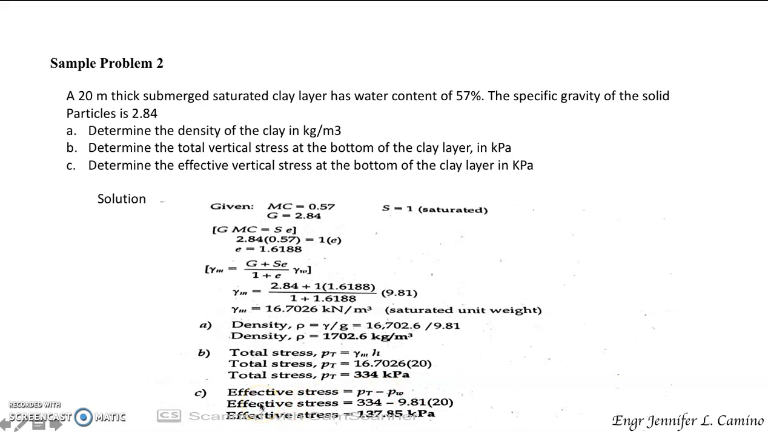Now we are trying to get the effective stress. Of course, effective stress, as mentioned a while ago, is equal to the total stress minus the pore water pressure. The pore water pressure for this is 20, that is the height of the saturated clay, times the unit weight of the water, which is 9.81. So we subtract this from the total stress, which is 334. So the effective stress now is equal to 137.85 kilopascal. This is now the effective vertical stress at the bottom of the clay layer.